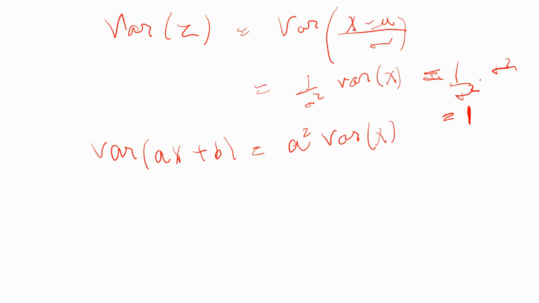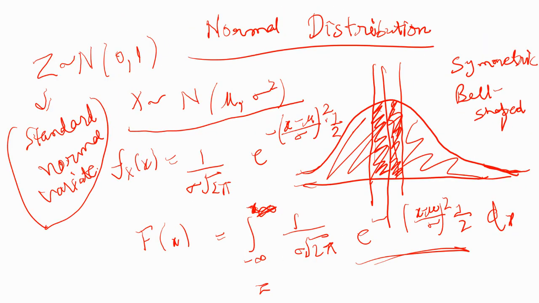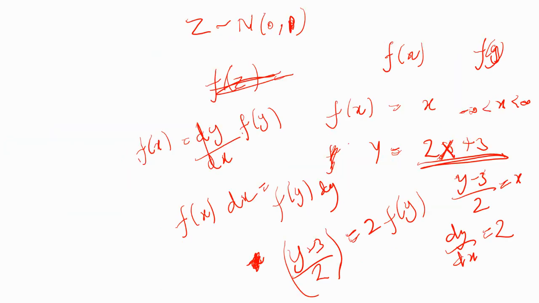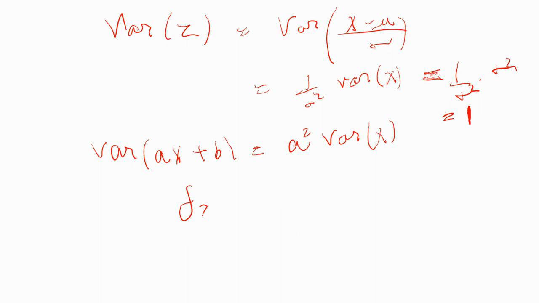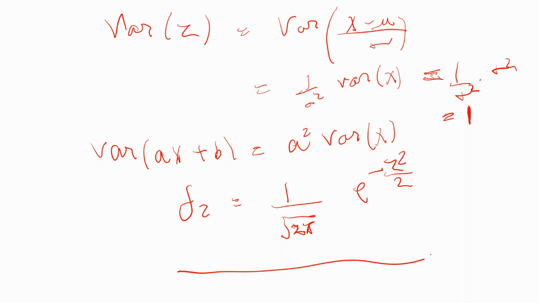So, in place of this, you will write z. So, it will be minus z square upon 2. 1 by sigma will be cancelled out because of dz by dx. So, f(z) we will have at the end will be equal to 1 upon under root 2 pi, e to the power minus z square upon 2. So, this is now the standard normal variate.